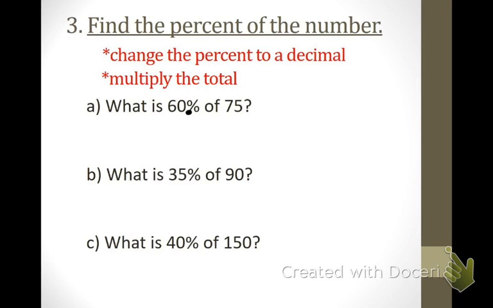And where do I move it? To the left or to the right? To the left. Okay, to the left 2 times. So what do I get when I move that over? What decimal do I have? 0.6. Okay, so we're just going to put 0.6. So that was my first step. Change the percent to a decimal. And now I have to multiply the total.